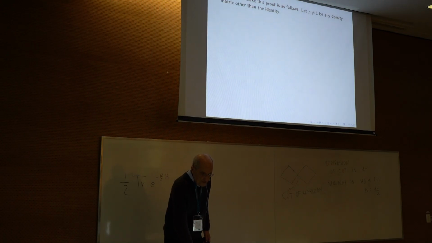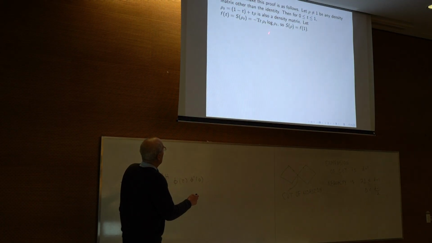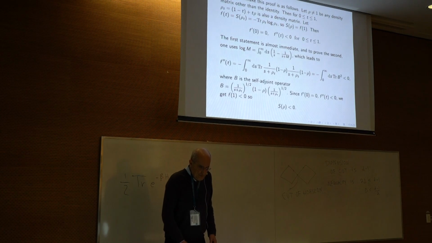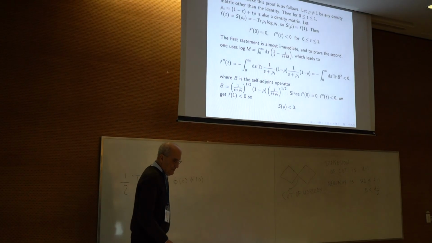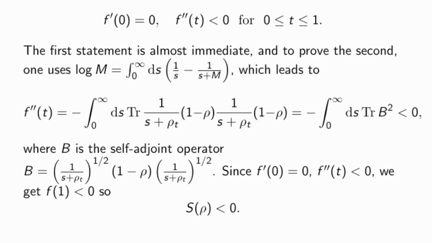Let rho be any density matrix other than the identity, and consider interpolating from 1 to rho by this family of density matrices. Let f of t be the entropy of rho sub t. So S of rho is f of 1. And f of 0 is 0, because that's the entropy of 1. And then it's almost immediate that f prime of 0 is 0.